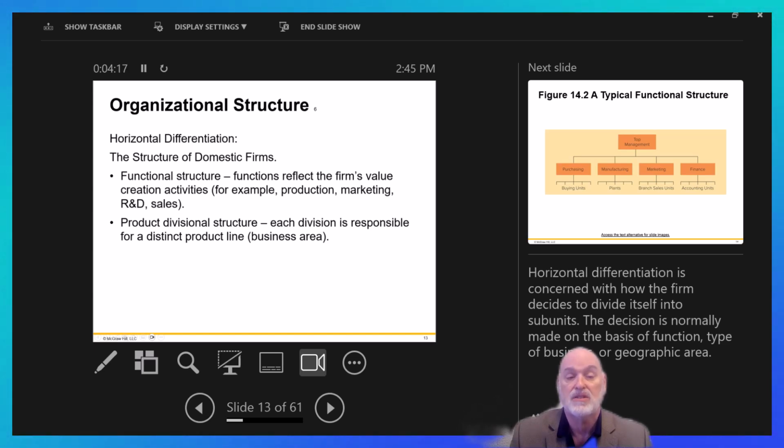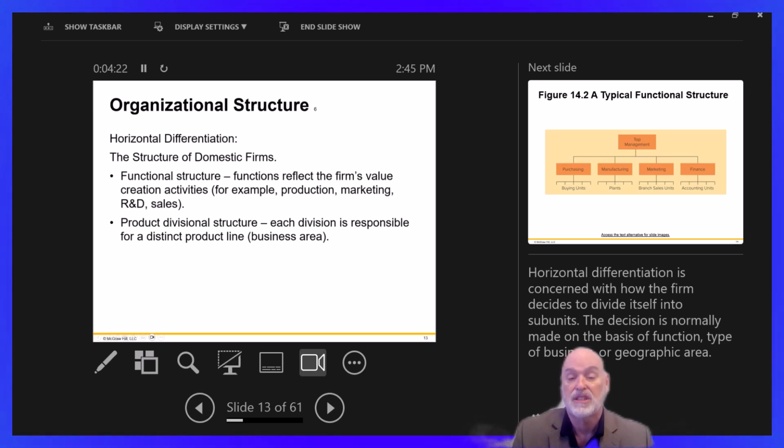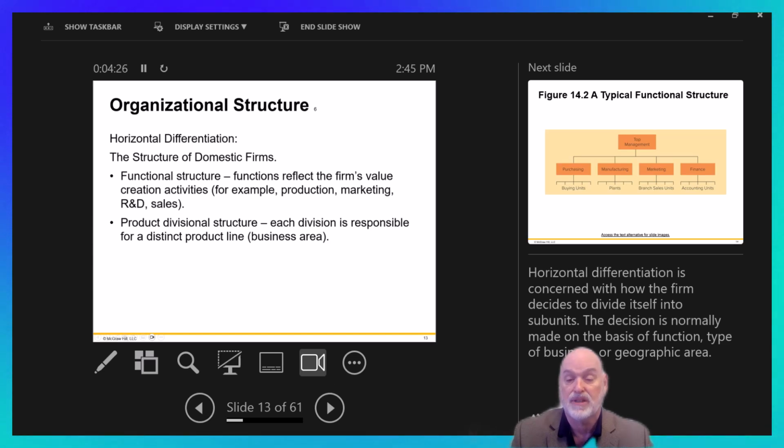In horizontal differentiation, the structure of domestic firms: functional structure, where functions reflect the firm's value creation activities, for example, production, marketing, R&D, and sales. Product divisional structure, where each division is responsible for a distinct product line or a specific business area.